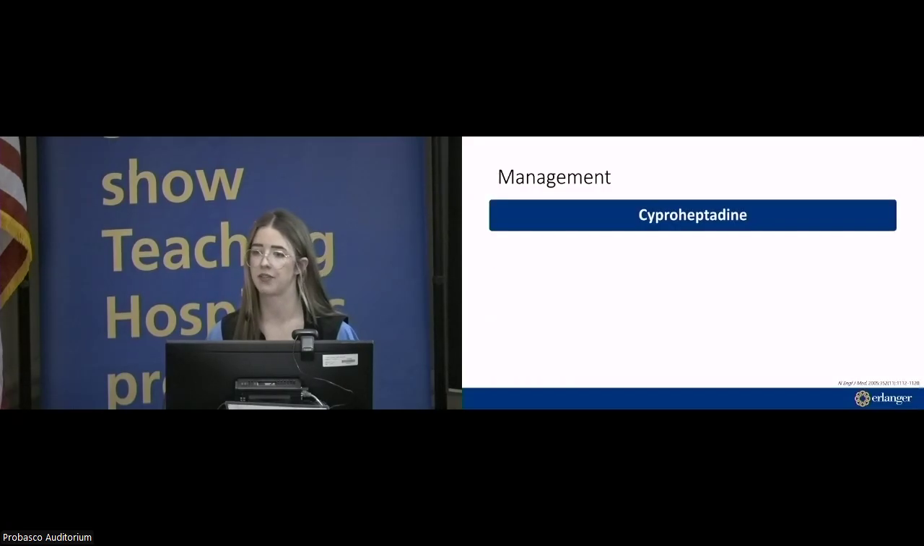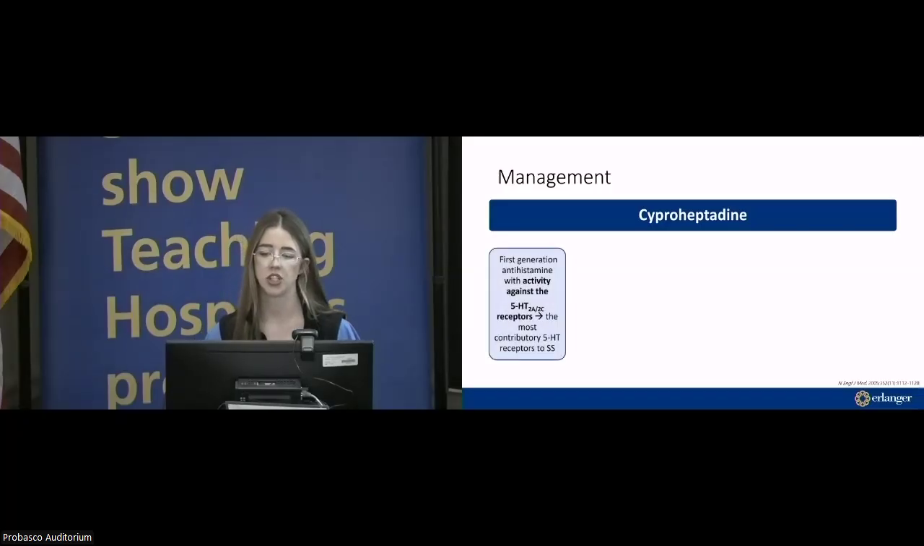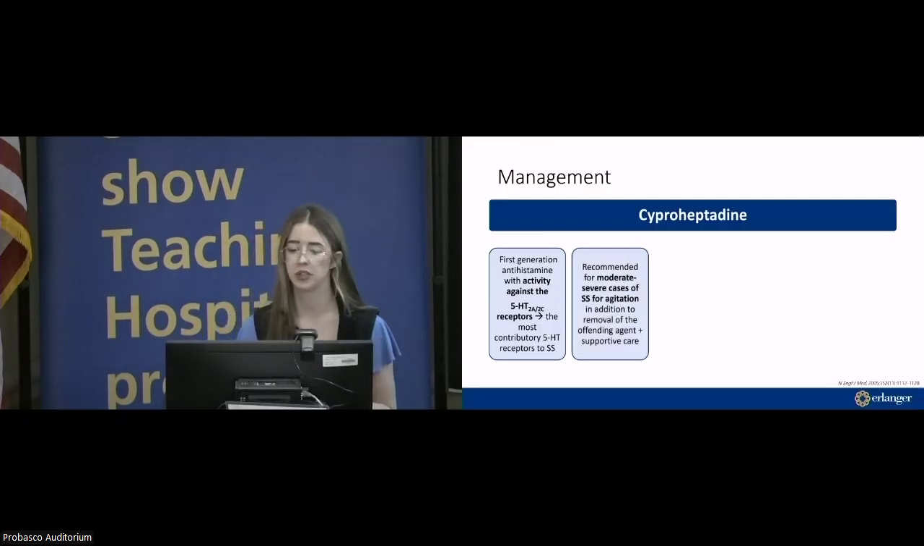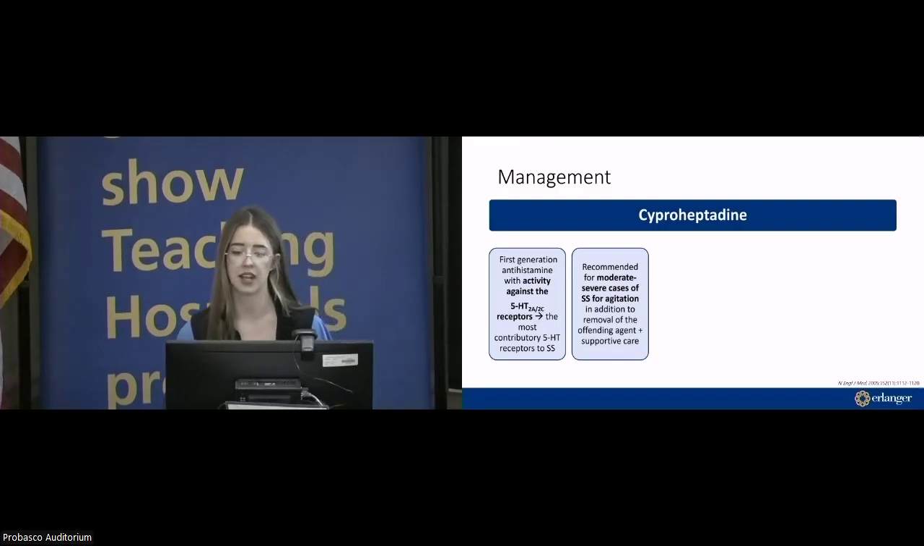Cyproheptadine is the primary pharmacologic antidote used in serotonin syndrome. It's a first-generation antihistamine with potent antagonism at the serotonin 2A and 2C receptors. These are the receptors that are most involved in severe serotonin toxicity. It's recommended for moderate to severe cases, particularly when agitation and neuromuscular findings persist despite removal of the offending agent and supportive care.